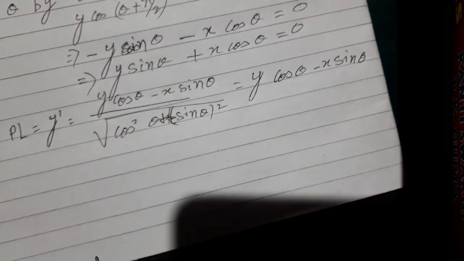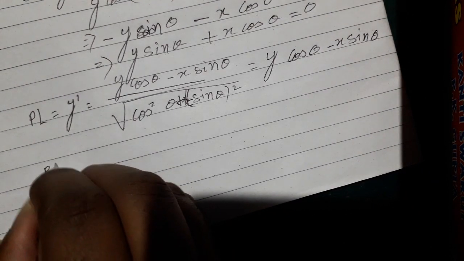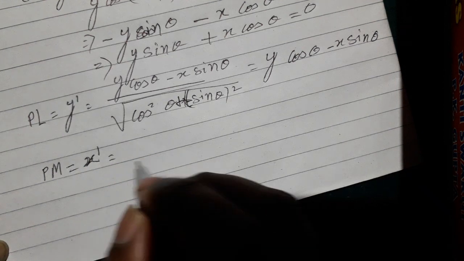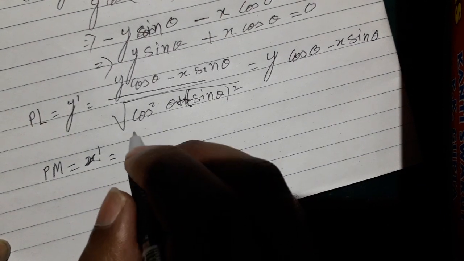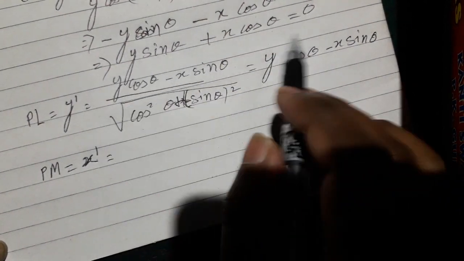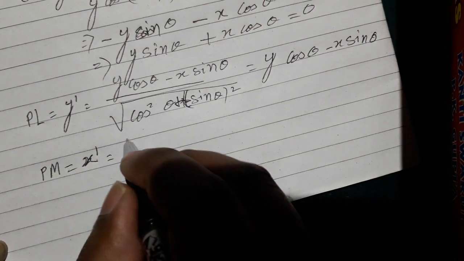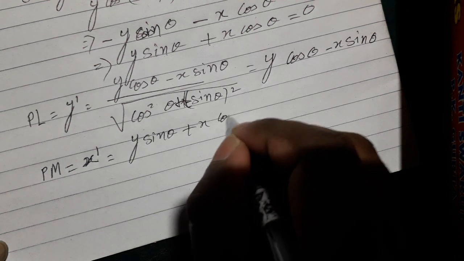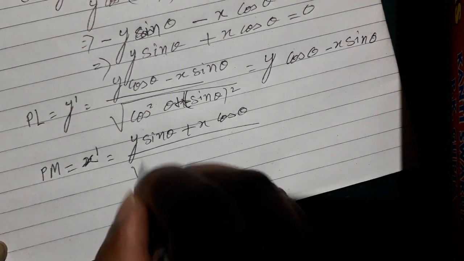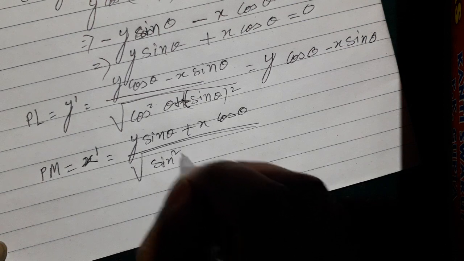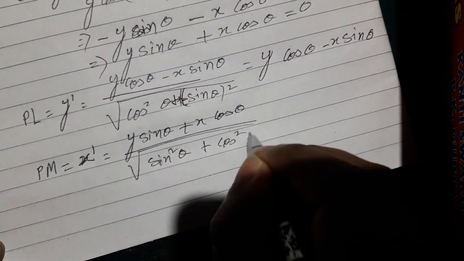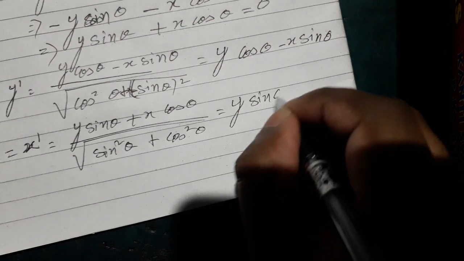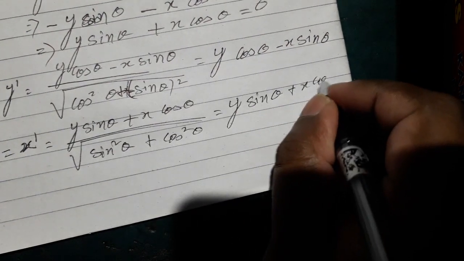So we are getting this, and now we try to find PM. PM is nothing but x dash, the perpendicular distance from Oy. So what is the equation of Oy? The equation of Oy is this. We have y sine theta plus x cos theta divided by the square root of sine square theta plus cos square theta. So we get y sine theta plus x cos theta.